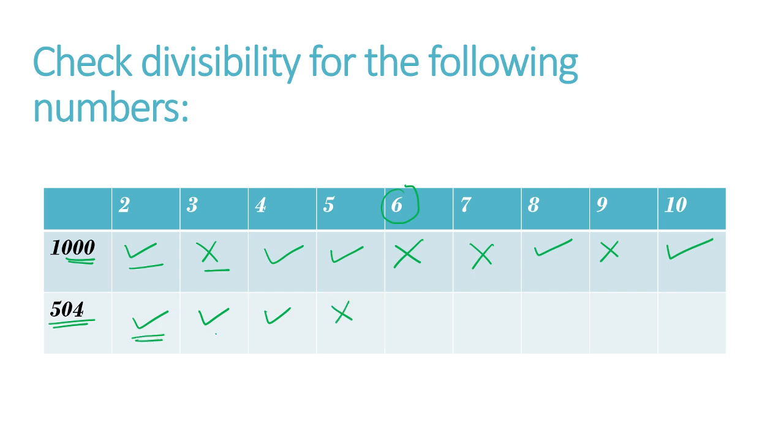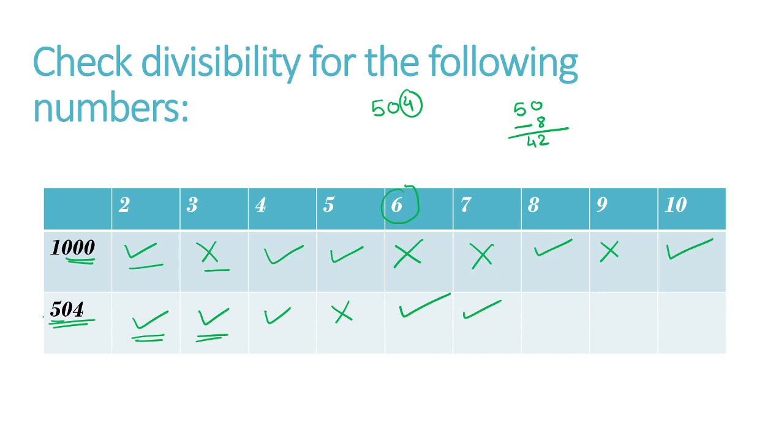Since it satisfied the tests of both 2 and 3, 6 is also there. Think about 7. Yes, according to Raj, yes, very good. It is divisible by 7 because if I take 504, double the last digit and subtract, it is nothing but 42, and 42 is divisible by 7. Yes, it is divisible by 7.